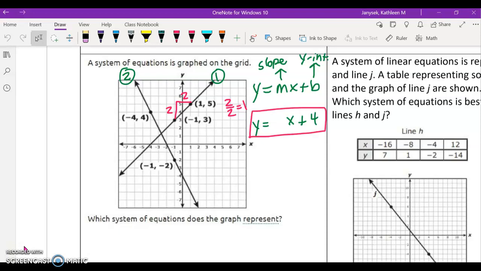Let's get the other one, equation 2. So for equation 2, we're going to do the same thing.